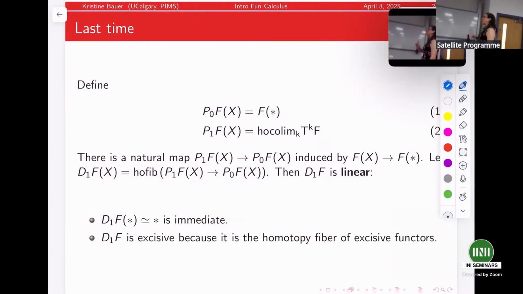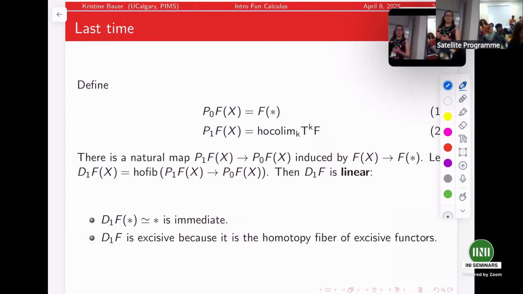There's a natural map from P1F to P0F. You can think of that as just being the map to the terminal object, but after I've applied the functor, it's at least induced by that on the T's. And then D1F of X is the homotopy fiber of that. So the one that's linear is D1. That one is both reduced and excisive.